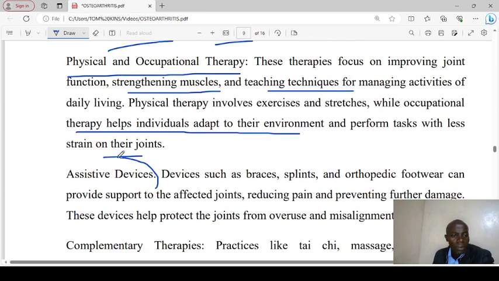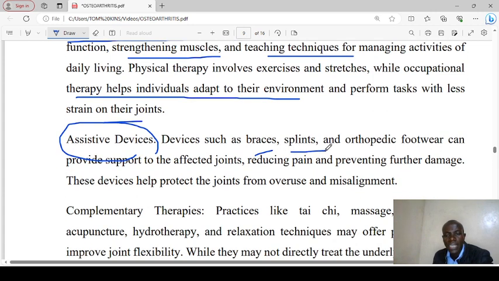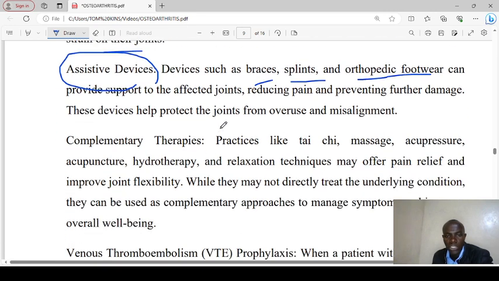We also have the use of assistive devices. Devices such as braces, splints, and orthopedic footwear can provide support to the affected joints, reducing pain and preventing further damage. These devices help protect the joints from overuse or misalignment.